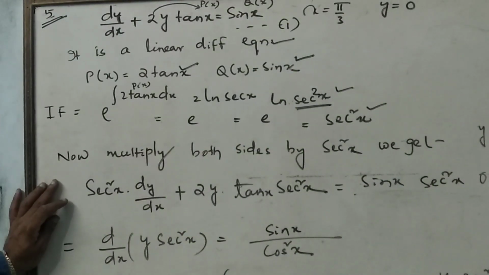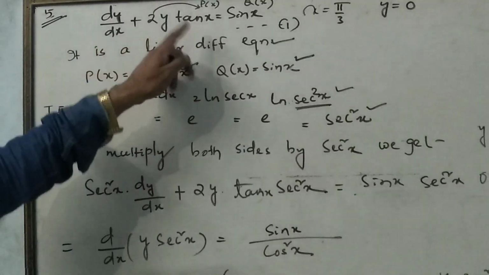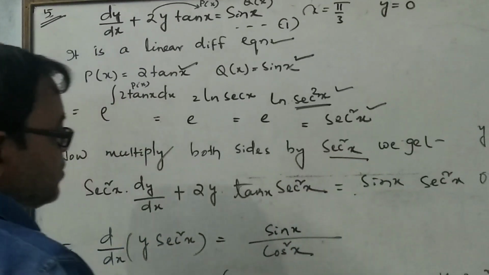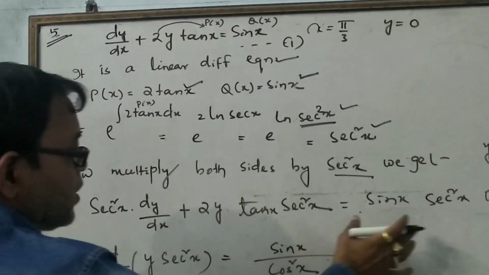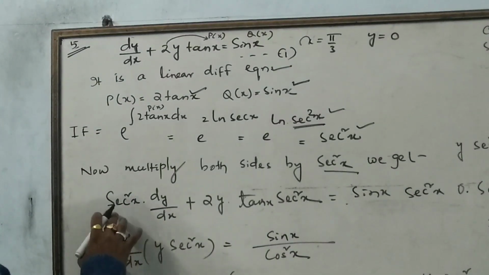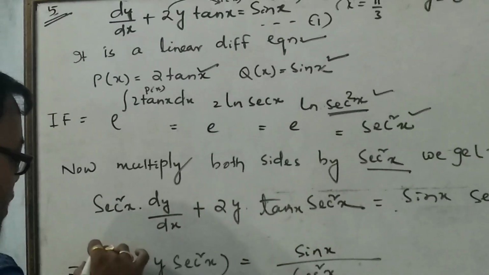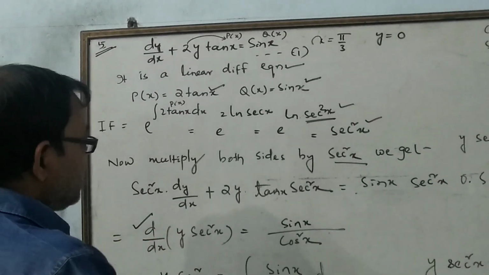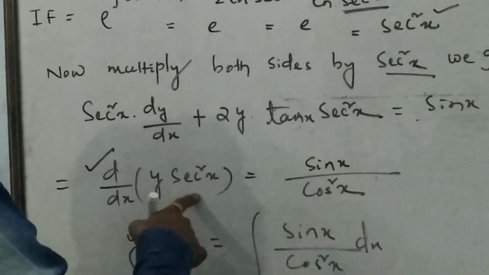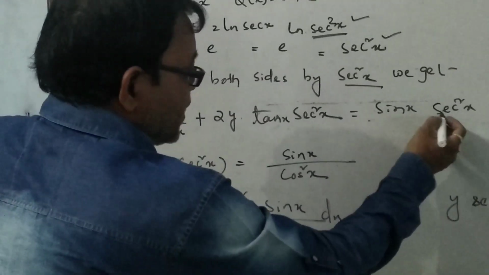Now, it is a linear differential equation, so we have to multiply the IF on both sides. What is IF? sec² x. We multiply this on both sides of equation 1. Now it takes the form sec² x dy/dx + 2y tan x sec² x. This is nothing but d/dx of y into IF. What will you get here? d/dx of y into IF. IF is sec² x. It is sin x into sec² x.